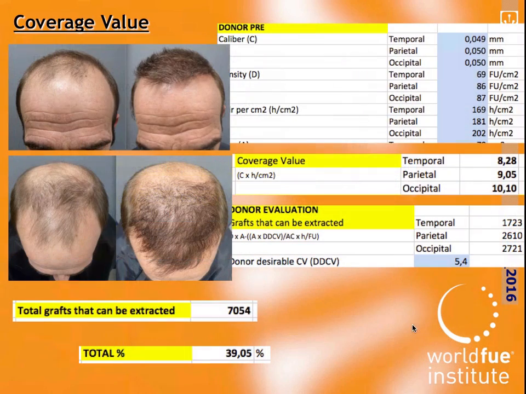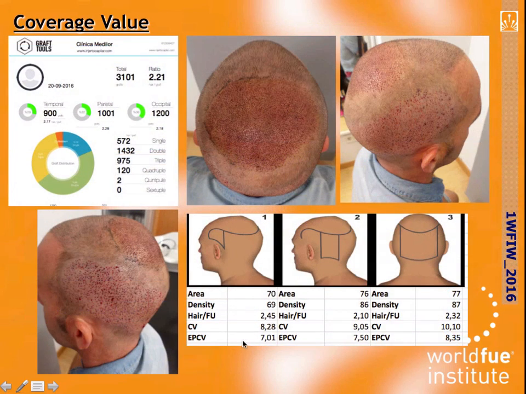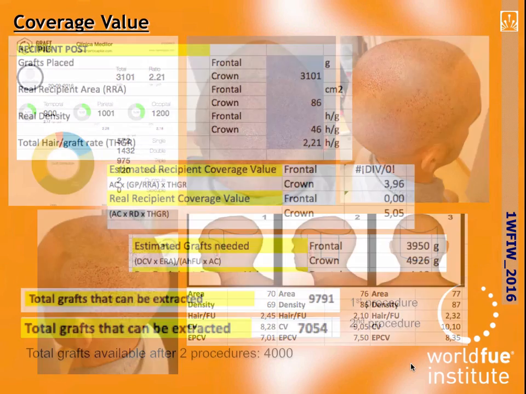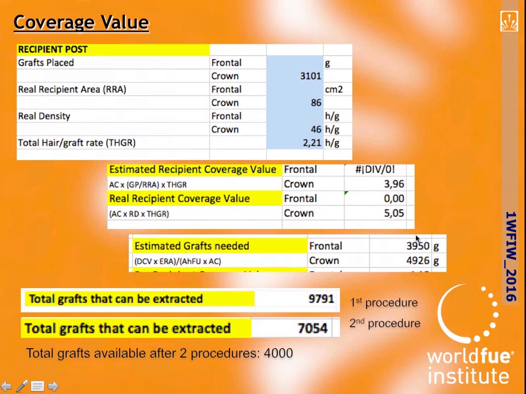Again, 10 months later we did a 3,100 procedure for his 86 square centimeters in the crown. At that point, the coverage value of the donor was 8, 9, and 10, with 7,000 grafts available for extraction, 39% of his donor. The estimated post-coverage value was left at 7 and 8, far away from the limit of 5.4, and the crown estimated coverage value again at 4. But knowing that we will have enough donor area, probably 4,000 grafts, to give him the desired 5.4 coverage value in the recipient.